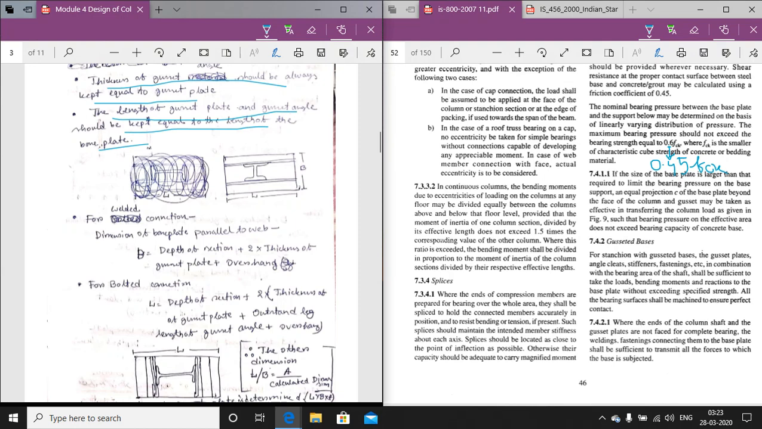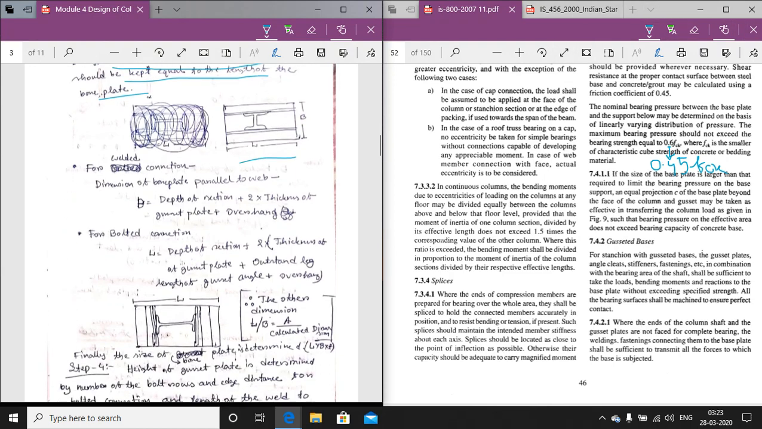Now for the welded connection, consider this is a welded connection. So this is one type of connection where these are the flanges that are connected with the welded plate, so that proper bonding is available. This is the welded connection.